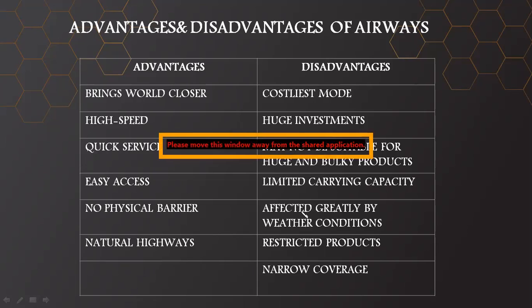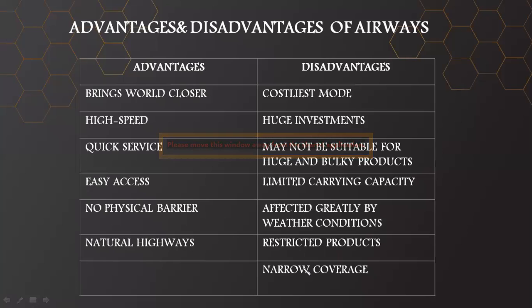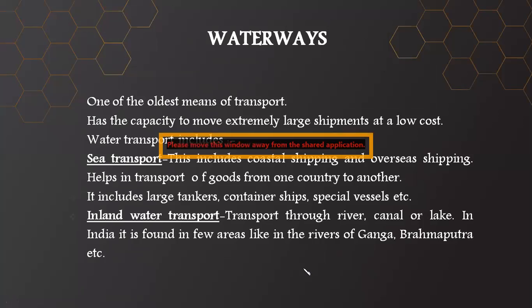Then restricted products. All the products cannot be moved using airplanes. Only those products which are specified can be moved, and certain hazardous items cannot be moved through aeroplanes. Then narrow coverage. Since airport facilities are not available throughout the country, airports are majorly located in bigger cities and also in cities which are of some importance. Then waterway.